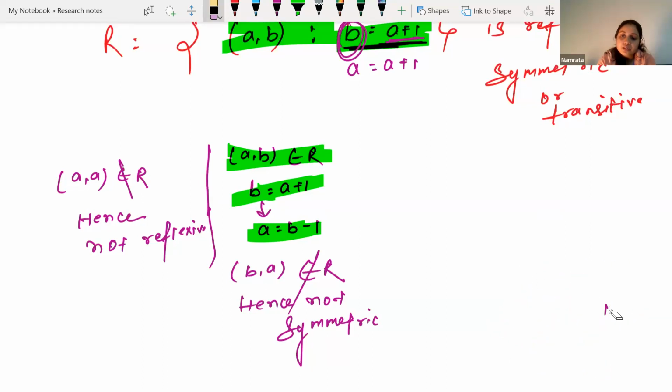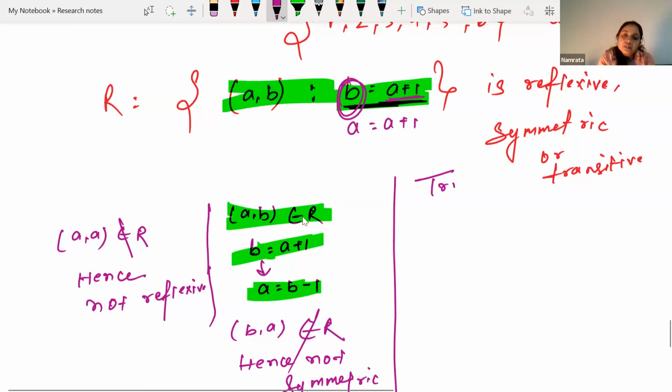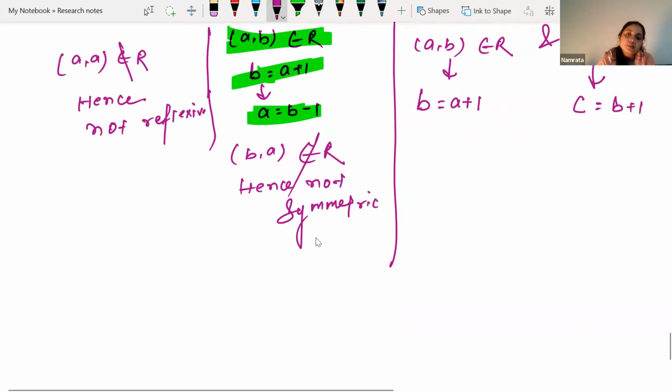Now we will be checking the transitivity. Let's check it. So what does the condition say? If (A, B) belongs to R and (B, C) also belongs to R. So if (A, B) belongs to R, the given relation says B is equal to A plus 1. (B, C) belongs to R means we can write C is equal to B plus 1. Then we have to check whether (A, C) also belongs to R or not. (A, C) belongs to R means what?